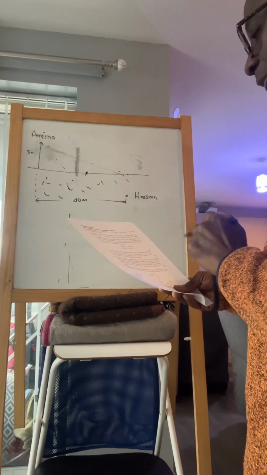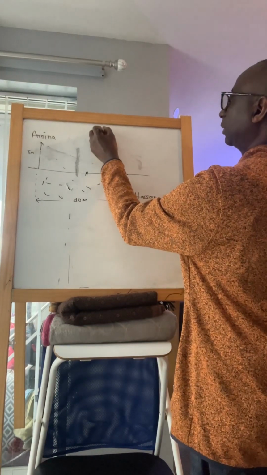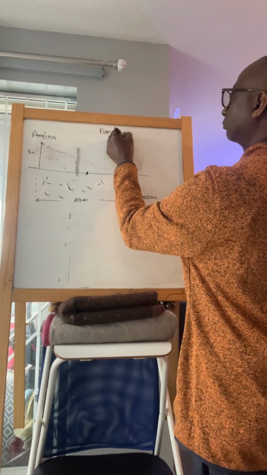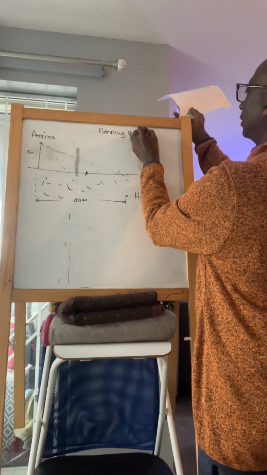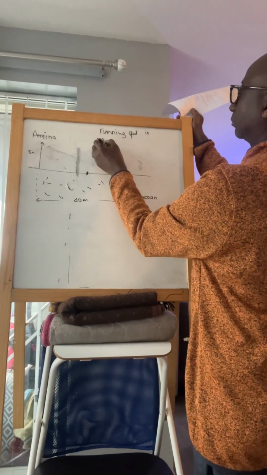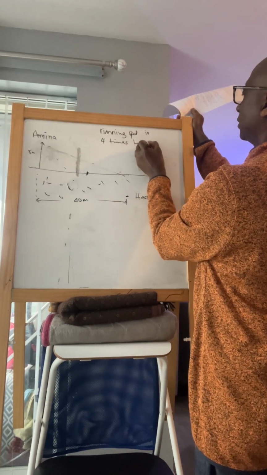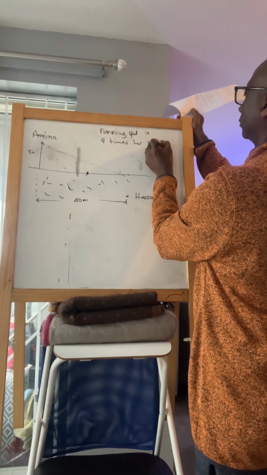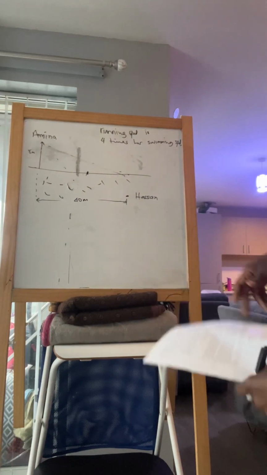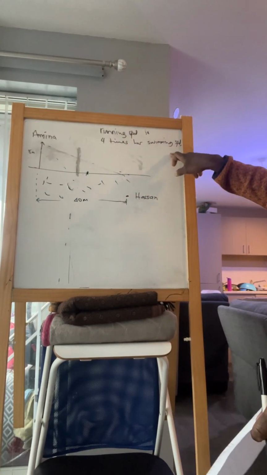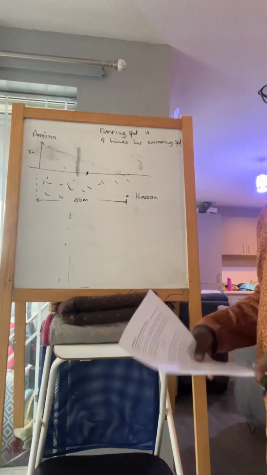Here the question says her running speed is 4 times her swimming speed. Running speed is 4 times her swimming speed. See that? Her running speed is 4 times her swimming speed. So she can run 4 times faster than her swimming speed.